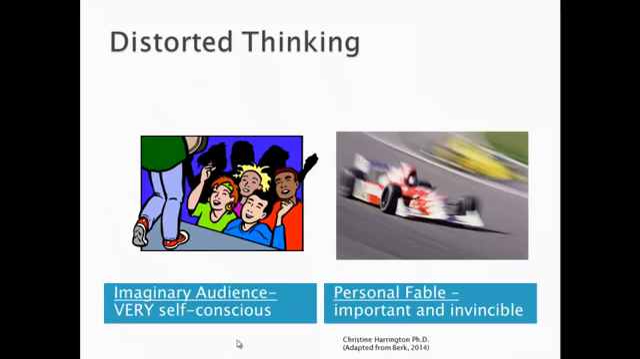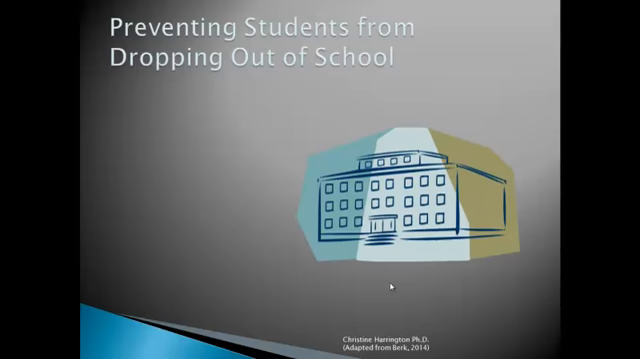So as a result of this kind of thinking, this is really problematic because you're feeding into risky actions. I can speed down the road and nothing will happen to me, or I can text and drive or drink and drive and nothing will happen to me. I can have sex without protection and I'm not going to get pregnant, or I'm not going to have a disease. So you can see how this sort of thinking can be quite problematic.